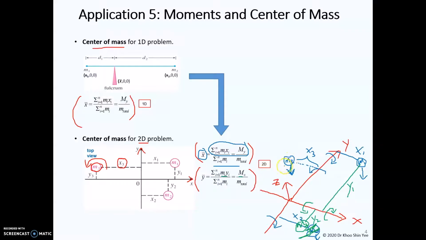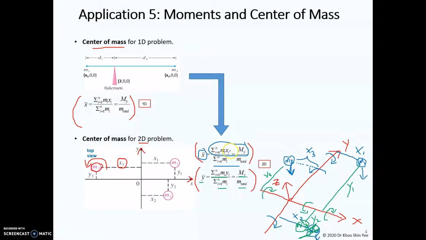So for the mass 3 multiplied with the y3 here, then you obtain the moment in this direction. So take the summation of all the my here, which gives you this result. So this is the moment about x-axis, and divide it with the total mass. Then you obtain the center of mass at y coordinate, which is the y bar.